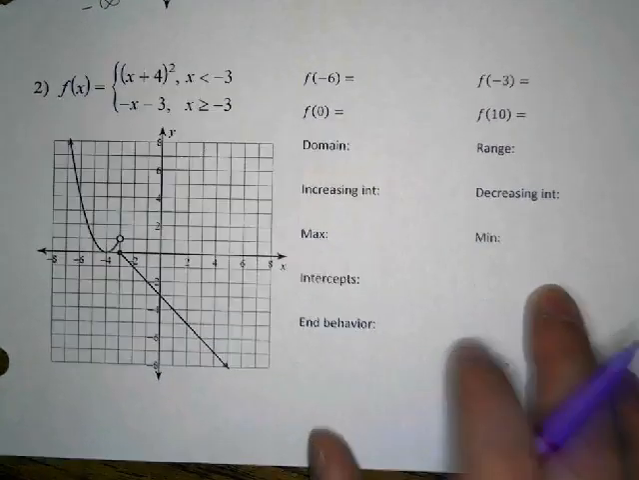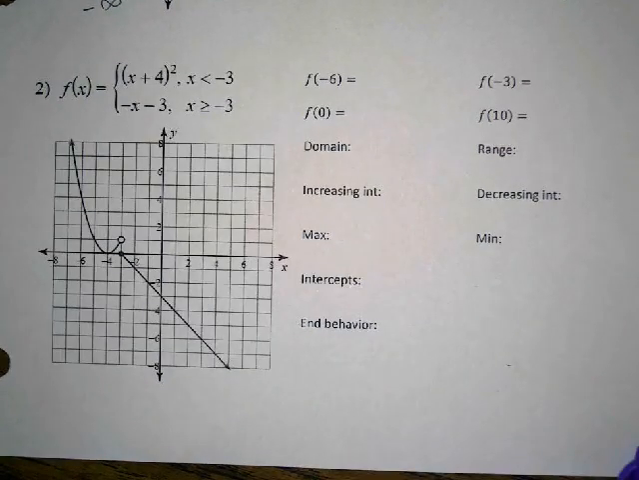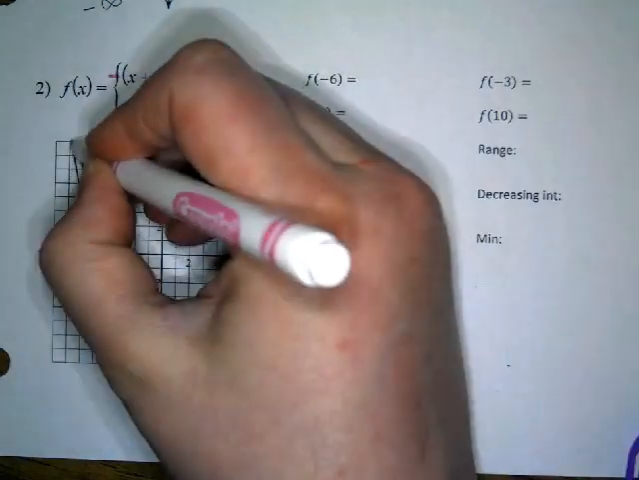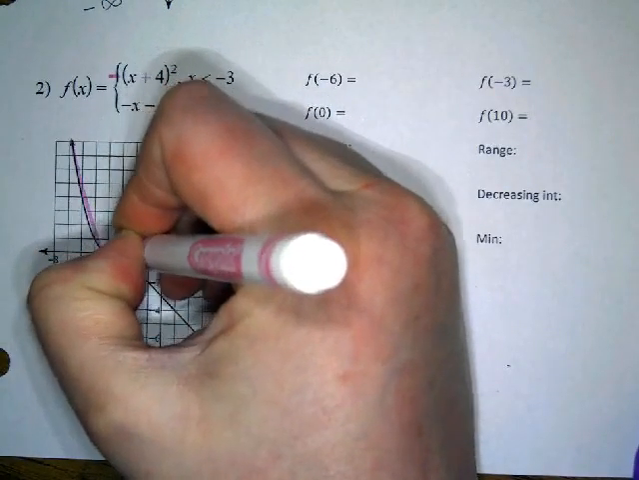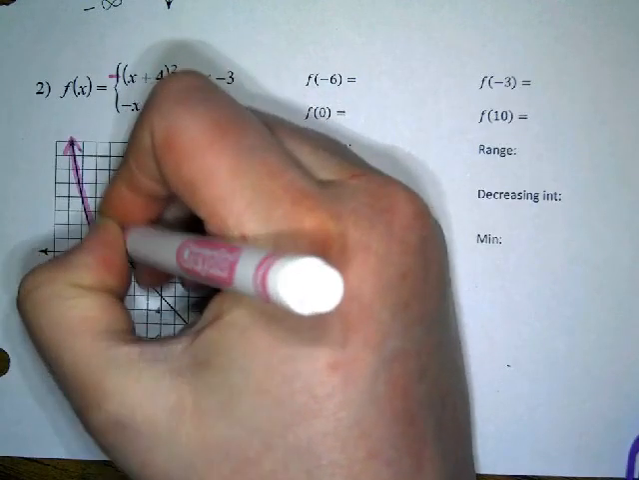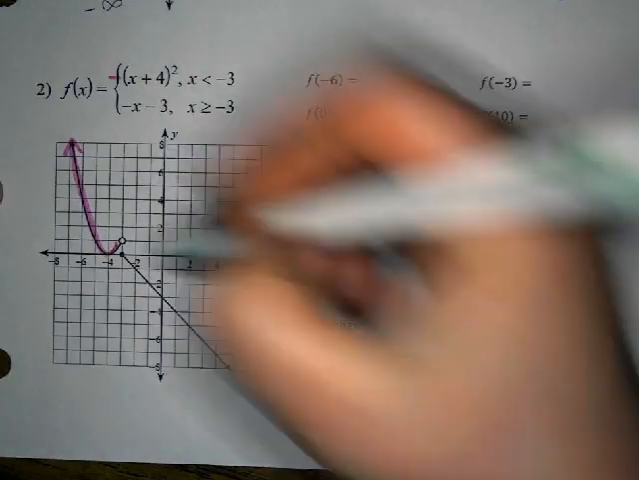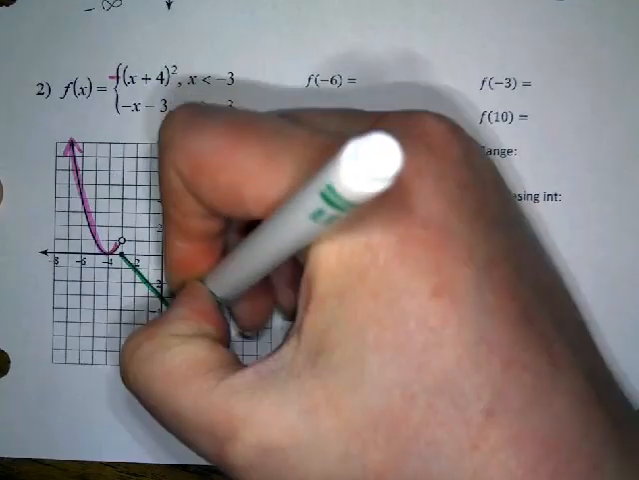All right, so our first piece is the parabola that is to the left of -3. To the left of -3, so we've got this piece right here. To the left of -3. And then we have the linear piece to the right of -3.